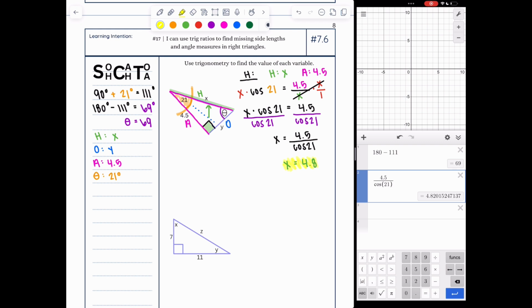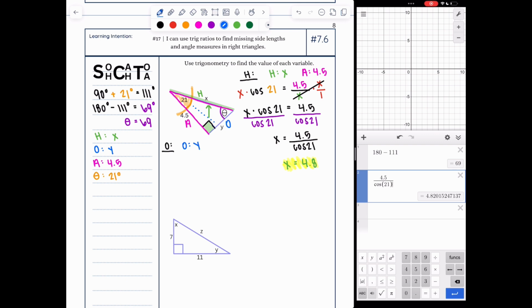Your adjacent side is 4.5 and your hypotenuse is 4.8. The hypotenuse is the longest side. So the longest side of your triangle has to be 4.8. That's really, really close to the length of your adjacent side. So when we solve for the opposite side length, I anticipate that being a pretty small number.